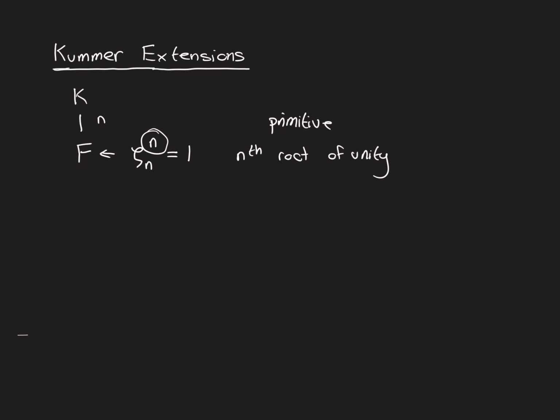So raising the element to the power of n gives you 1, that makes it an nth root of unity. To be a primitive nth root of unity, it has to be the case that that is the smallest power, apart from 0 of course, but the smallest natural number power, where we're taking the natural numbers to not include 0, which actually gives 1. So all the smaller powers don't give 1. So it's not a smaller nth root of unity.